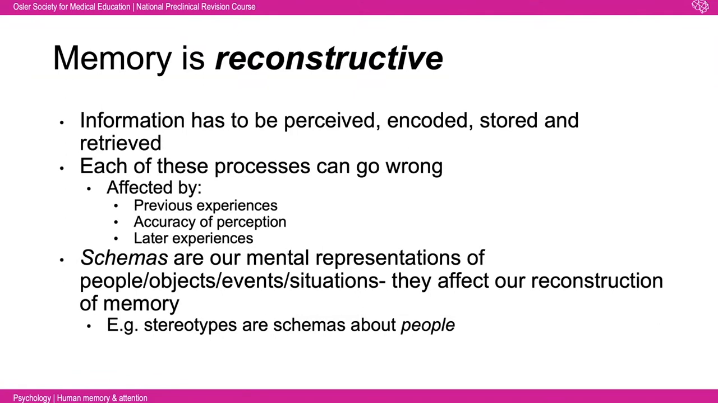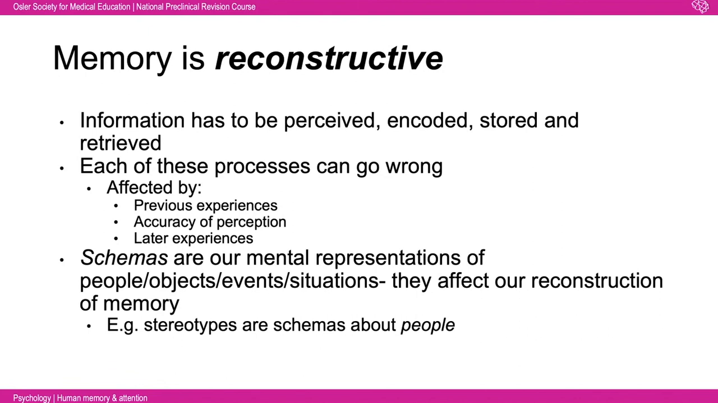So there are four key processes which can go wrong or can at least be influenced by essentially anything else that's going on in the brain. So to give some examples of things that interfere with the processes involved in memory. We have our previous experiences, so how we see the world based on what we've already seen. We have the accuracy of perception, which I touched upon. So, if I don't quite see something correctly, but I encode what I thought I saw, then even if the rest of my memory works perfectly, that memory could potentially be quite inaccurate. And finally, our later experiences.